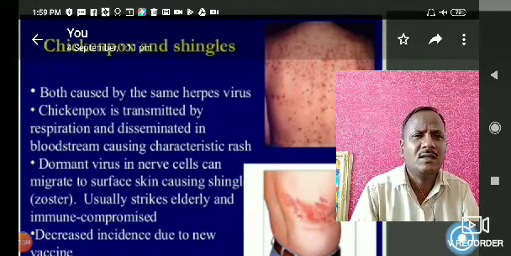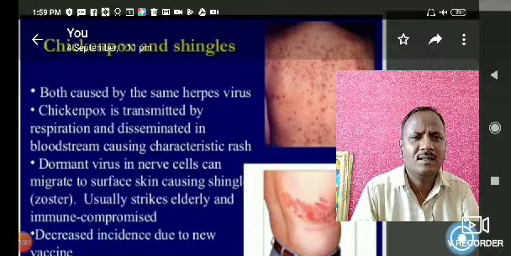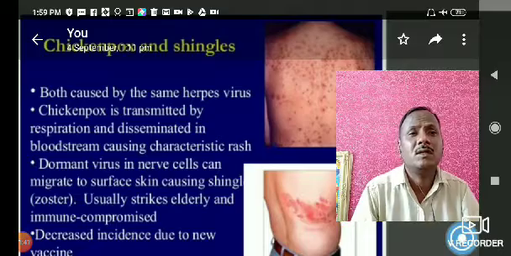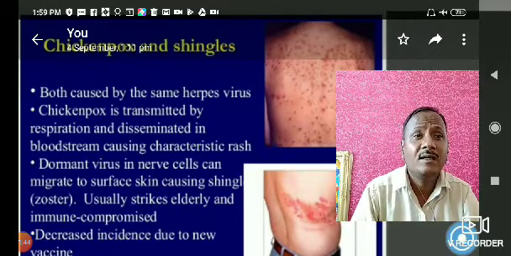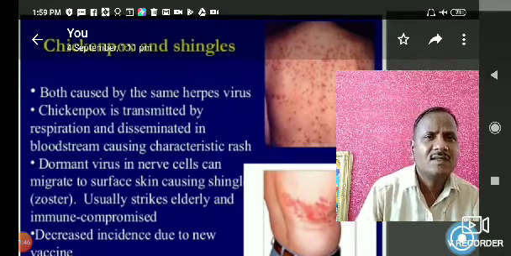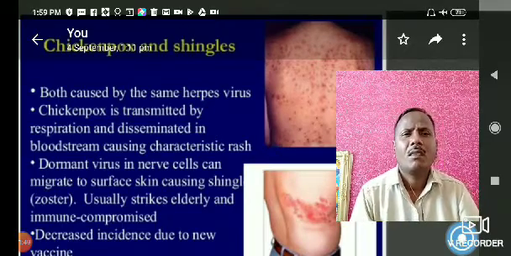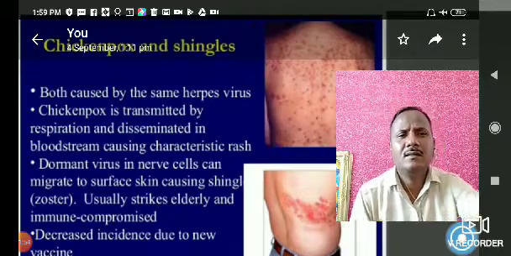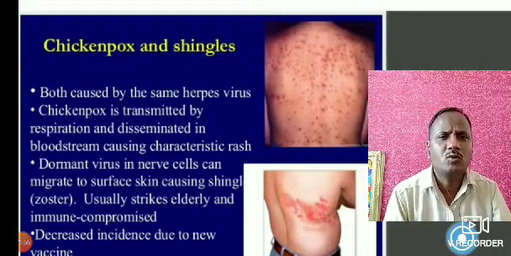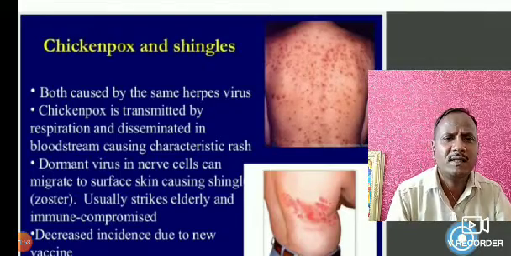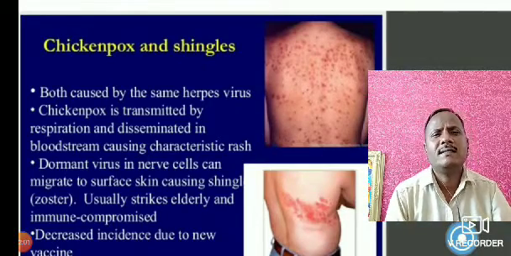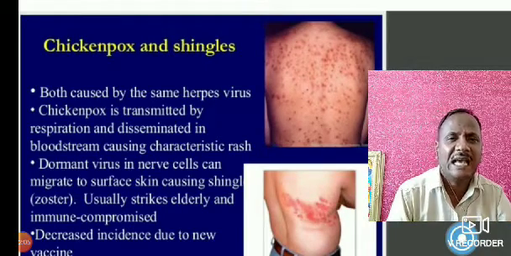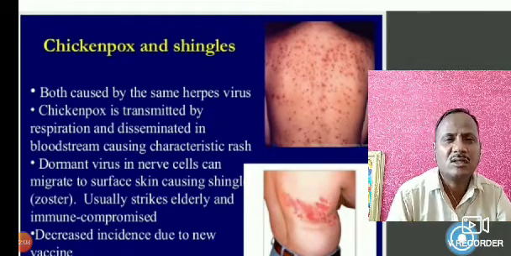It means by using some type of medicines. But most people, due to not knowing about shingles, have some tension because of it. The dormant virus enters the body through the mouth, and then in a specific place it causes disease. A dormant virus in nerve cells can migrate to the surface skin, causing shingles. Shingles is also called zoster.